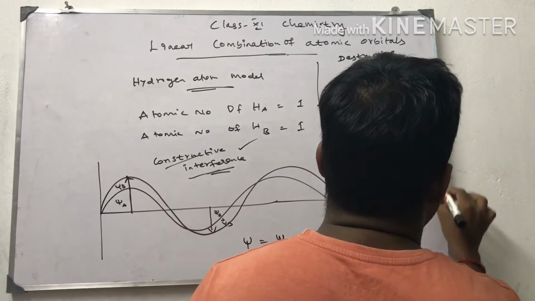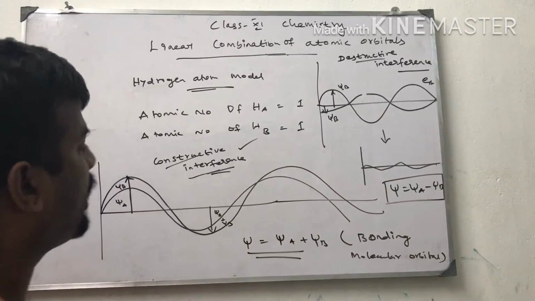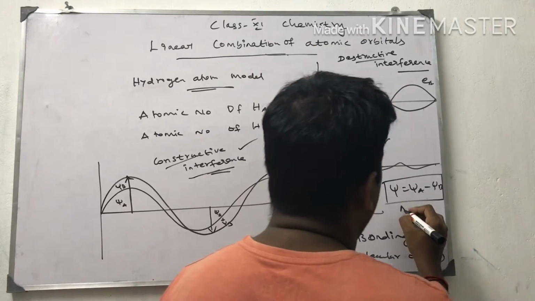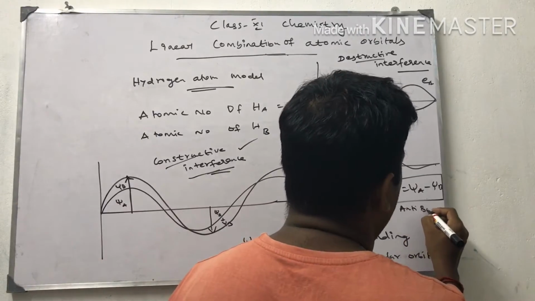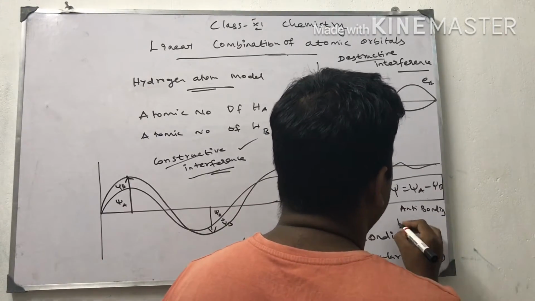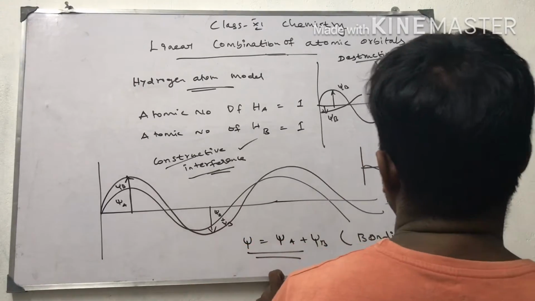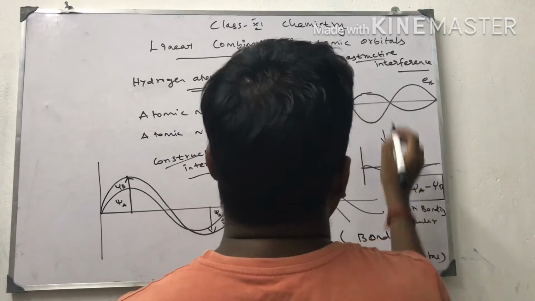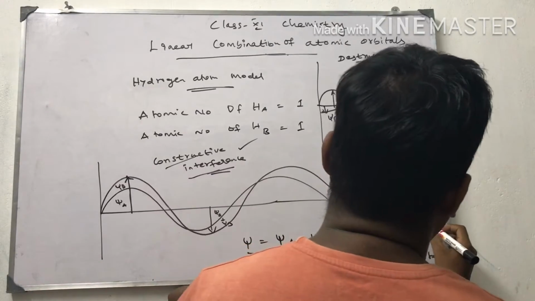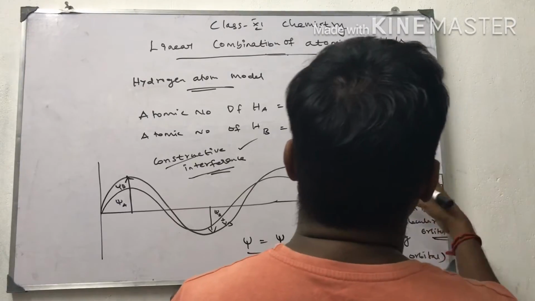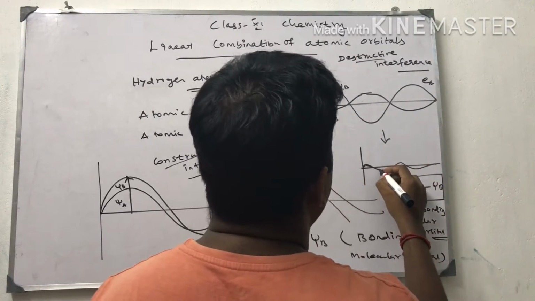This is the second one. The first one is addition, the second one is subtraction. This is called the anti-bonding molecular orbital. The energy of the anti-bonding molecular orbital is always higher than the bonding molecular orbital, because the energy will be more in this case.